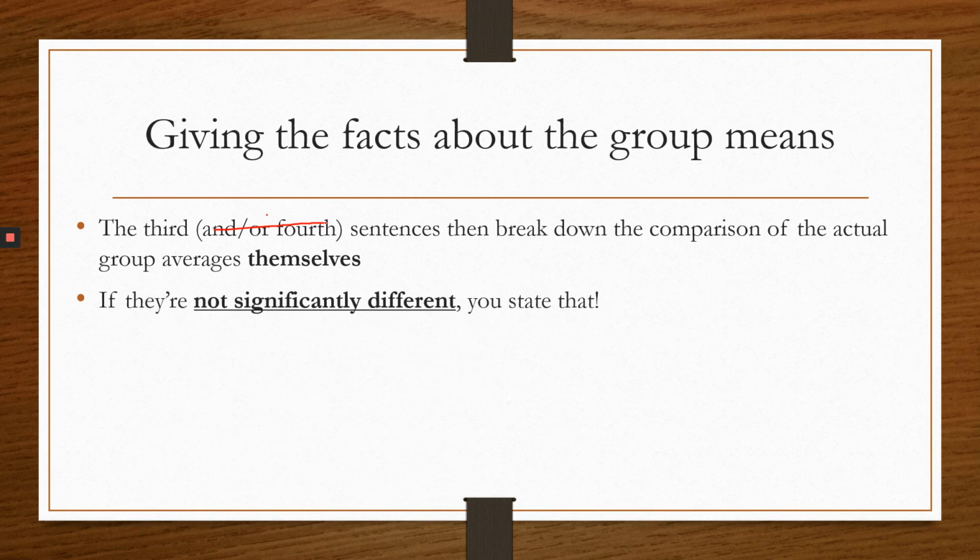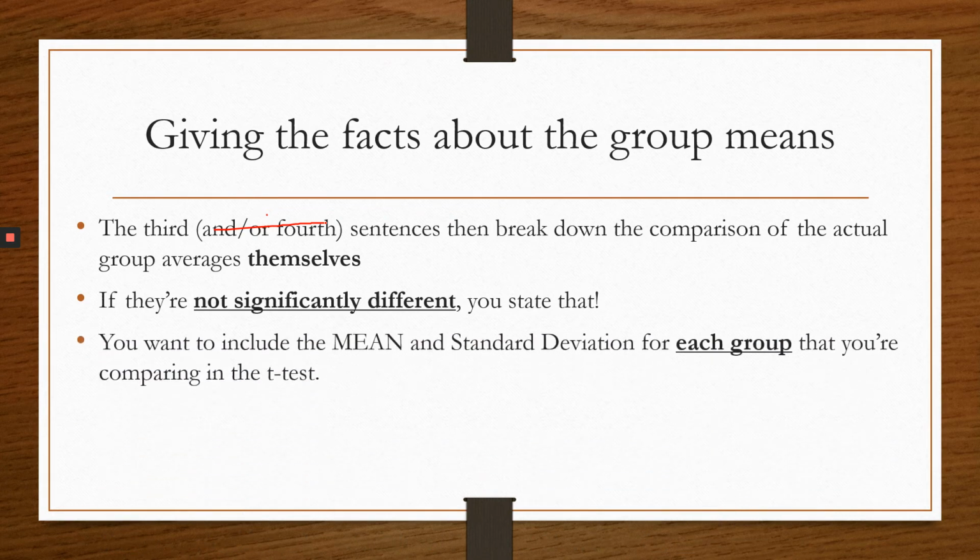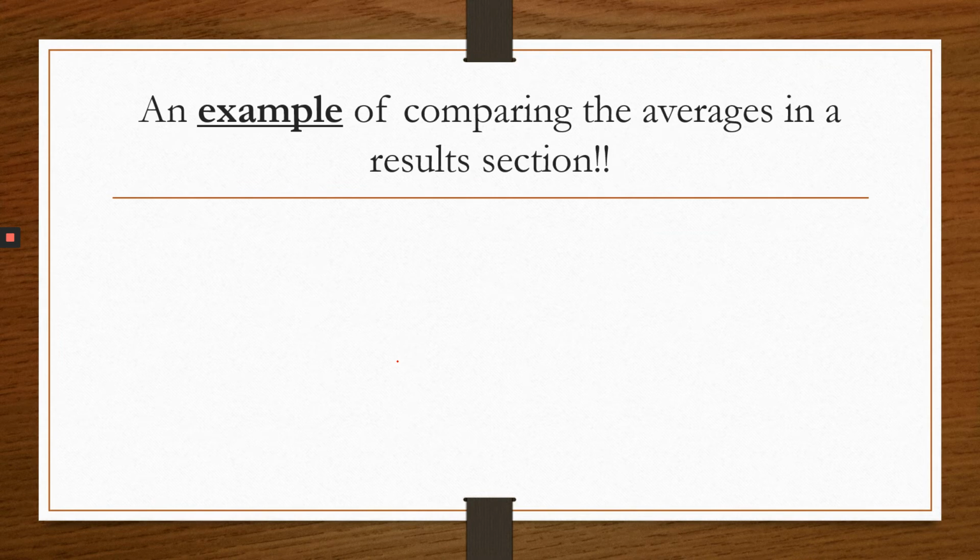And again, we're talking about not significantly different here. If they're not significantly different, you still state that. And you also want to give the mean and the standard deviation for each group that you're comparing in the t-test, which would be just 2 groups. You're going to give one mean and one standard deviation, and then another mean and another standard deviation. And here's an example of how you compare the averages in a results section if there's no significant difference.